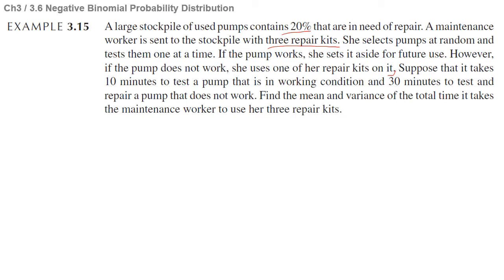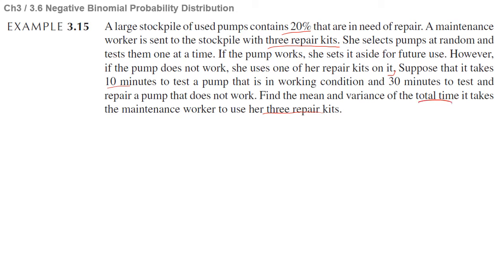Suppose that it takes 10 minutes to test a pump that is in working condition, and 30 minutes to test and repair a pump that does not work. So the time taken is different: for a working pump it takes 10 minutes, and for a pump that is not working it takes 30 minutes. Find the mean and variance of the total time it takes the maintenance worker to use her 3 repair kits. So we want to find the expected time and variance of the total time.